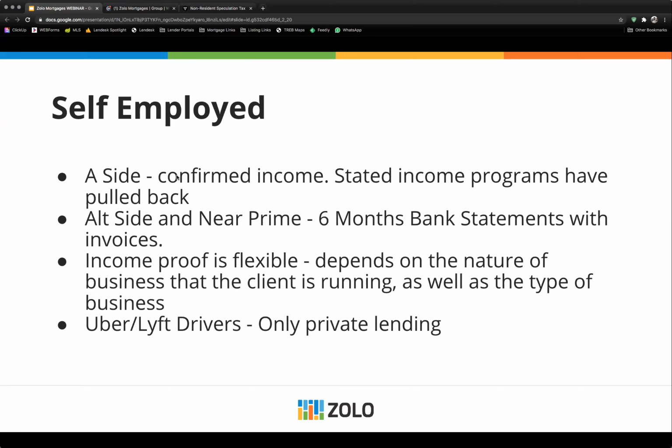With stated income, A-side lenders have started to really pull away. Where they say, look, if you can give us bank statements that show cash deposits and we can backtrack your income and annualize it and prove that you make 100K, those programs have moved to what we're calling the alt or near prime side.